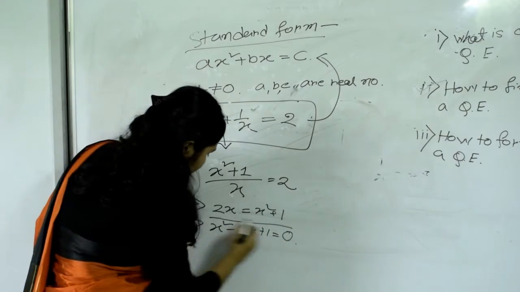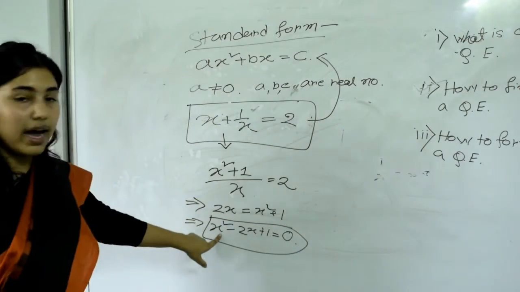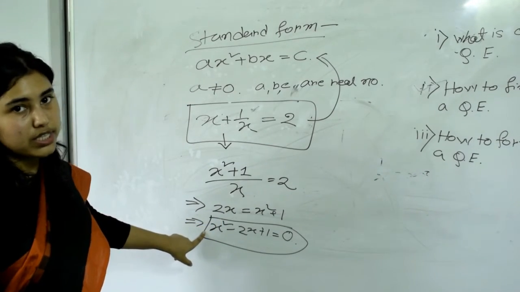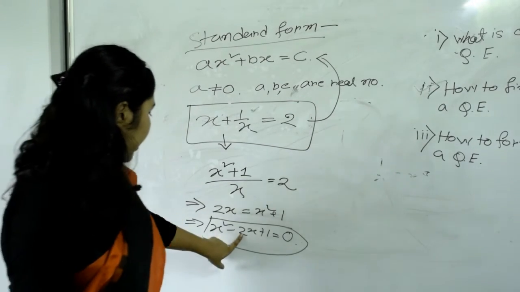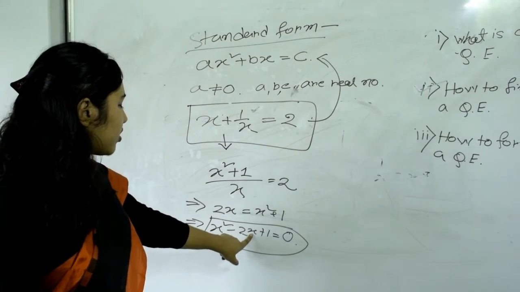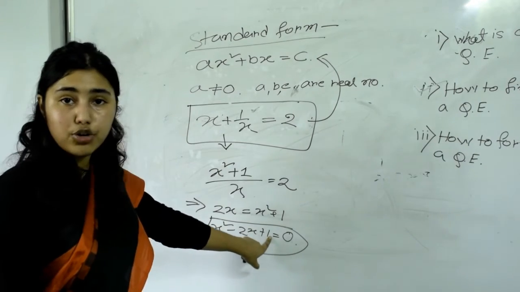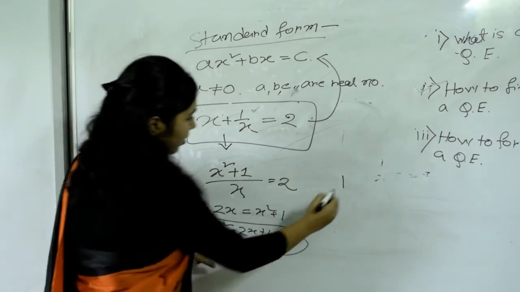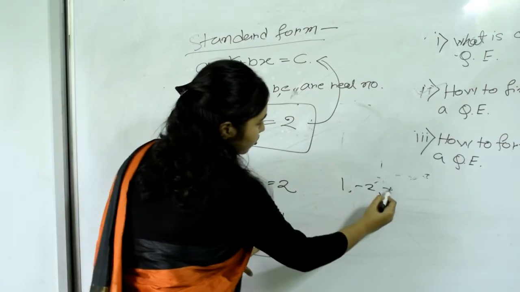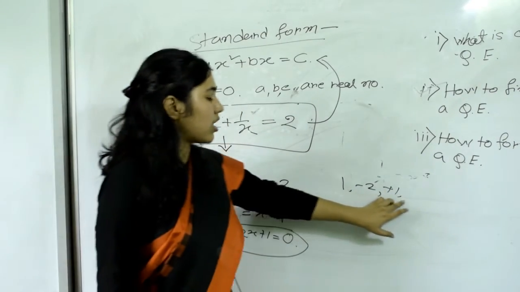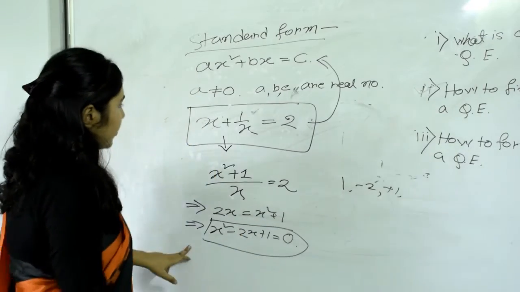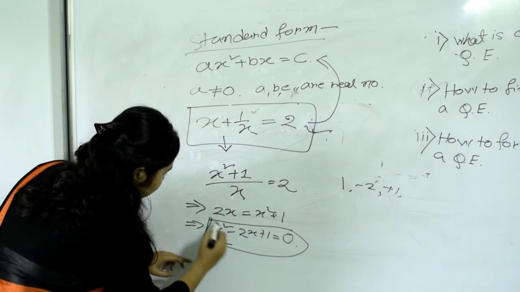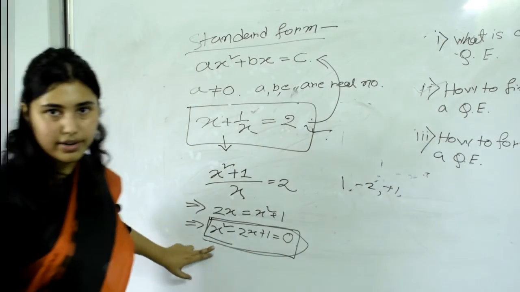Now look at this equation. Here the highest power of x is 2 and the coefficient of x square is 1, which is a non-zero real number. Next, come to your second term. Here the coefficient of x is minus 2 and here the coefficient of x to the power 0 is 1. That means the coefficients are 1, minus 2 and plus 1. So these are all real numbers. That means this equation is a quadratic equation, right?